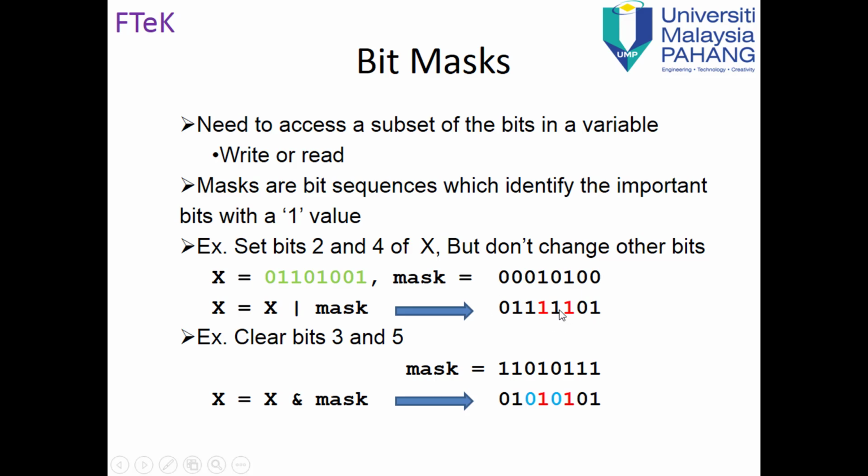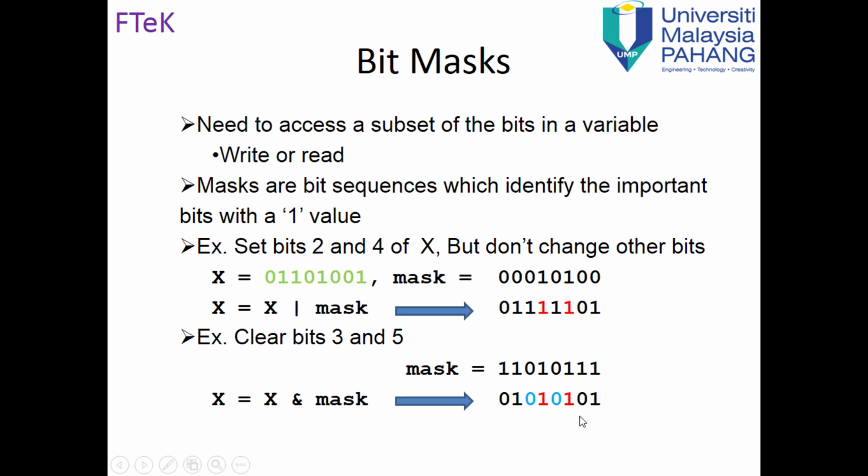Now I want to clear bit 3 and bit 5. In this case I use AND, so masking with AND. So this is the new mask. Now as you see, bit 3 and bit 5 are 0, the others are 1. I do the AND operation and as you will see, this will keep the others as they are.